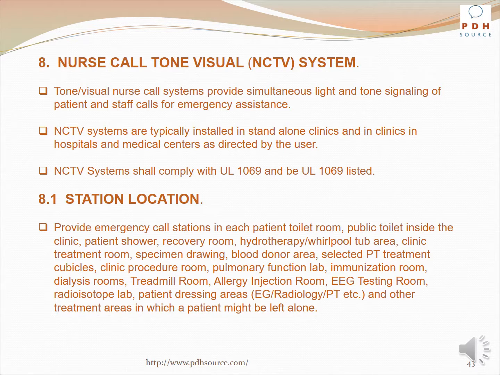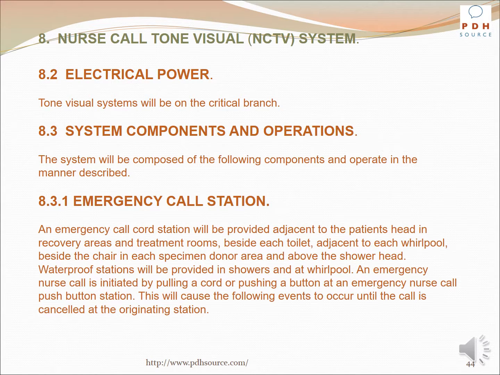Provide emergency call stations in each patient toilet room, public toilet inside the clinic, patient shower, recovery room, hydrotherapy, whirlpool, tub area, clinic treatment room, specimen drawing, blood donor area, selected PT treatment cubicles, clinic procedure room, pulmonary function lab, immunization room, dialysis rooms, treadmill room, allergy injection room, EEG testing room, radioisotope lab, patient dressing areas, and other treatment areas in which a patient might be left alone. Tone visual systems will be on the critical electric power branch.